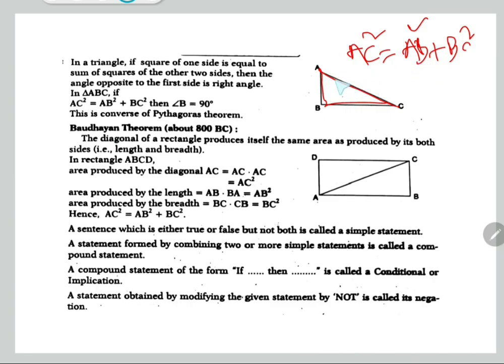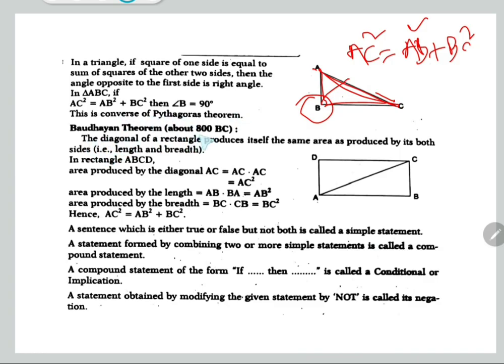the side, the first side, AC, its opposite angle is B. This angle is always a right angle. That means AC square is equal to AB square plus BC square, where AC is the hypotenuse, the big one. Then angle B is equal to 90 degrees. This is the converse of the Pythagoras theorem.